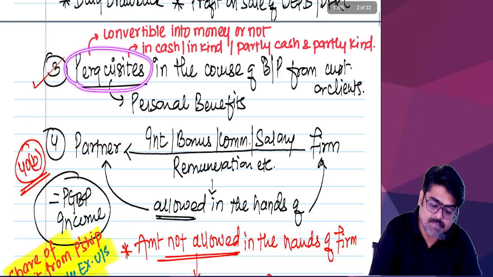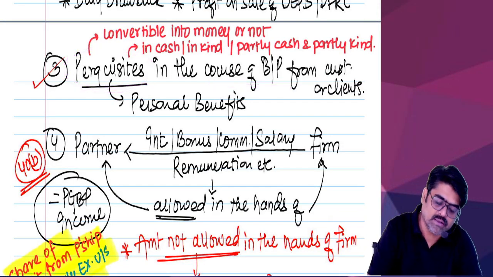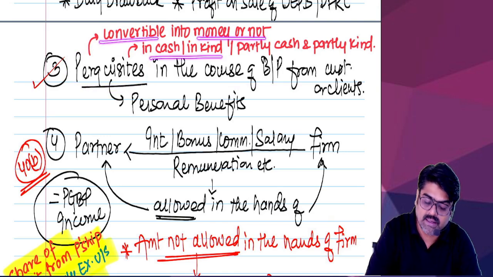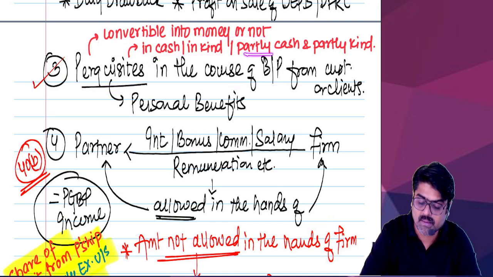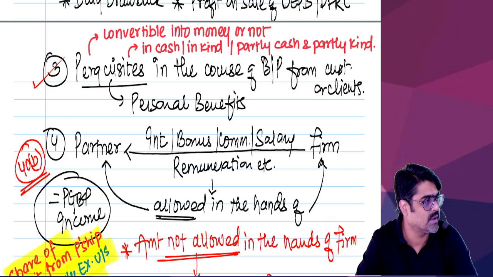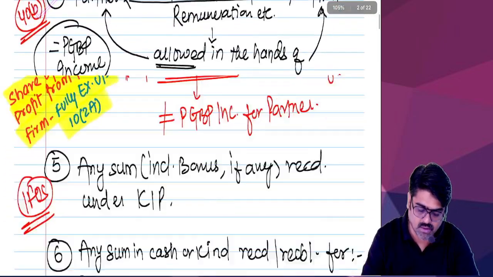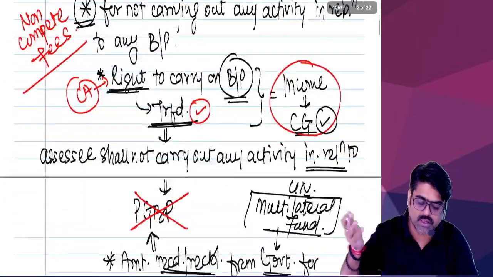Then any perquisite received in the course of business or profession, whether they are convertible into money or not, whether they are in cash or in kind, whether they are partly in cash, partly in kind, will not make any difference. Any perquisite, any personal benefit received in the course of business or profession will be taxable under the head PGBP. Then this income we are going to see later on. Okay, this income also we are going to see later on.